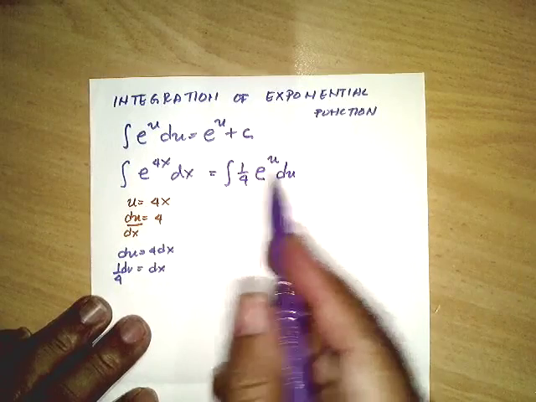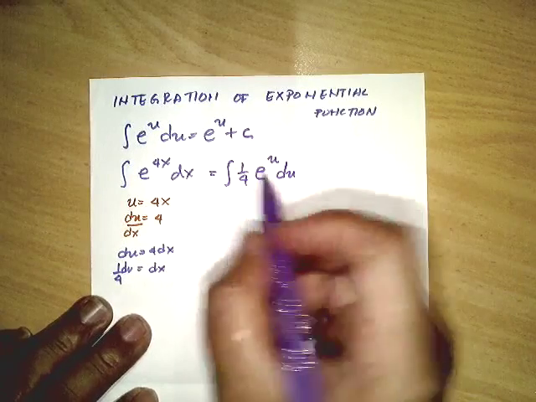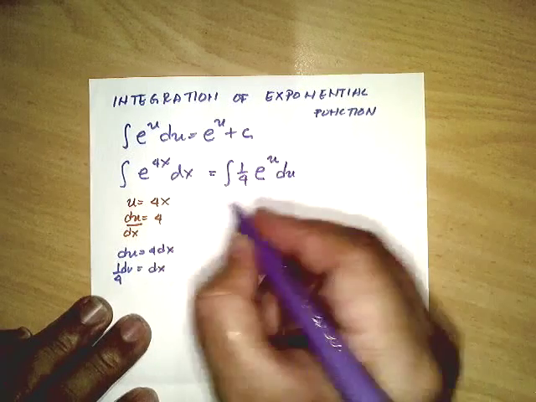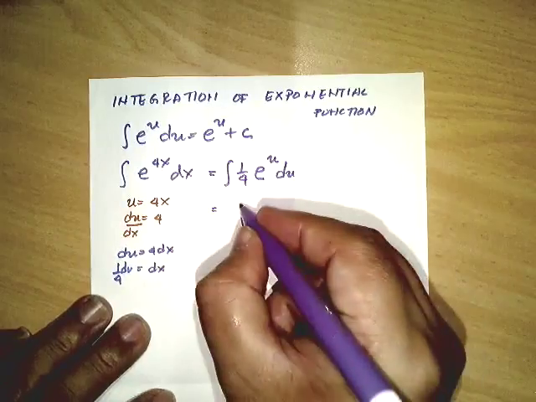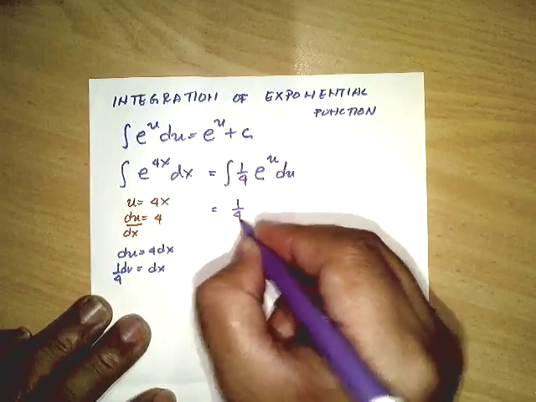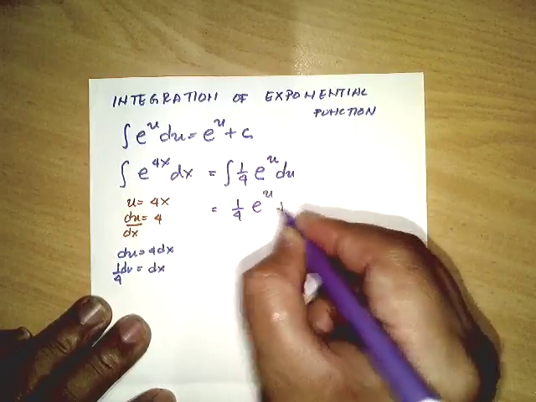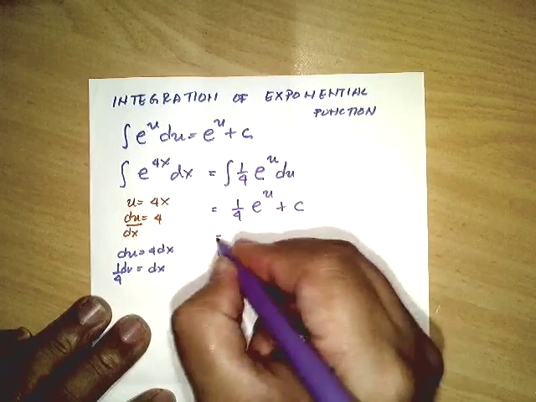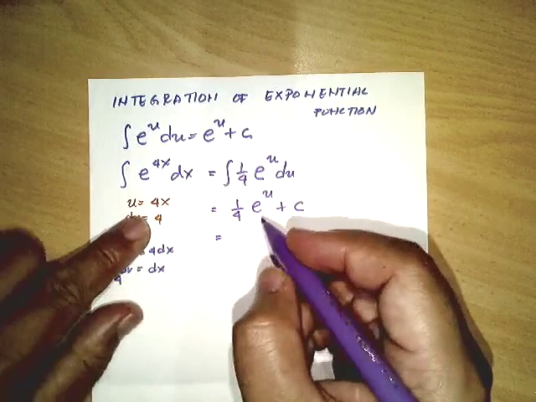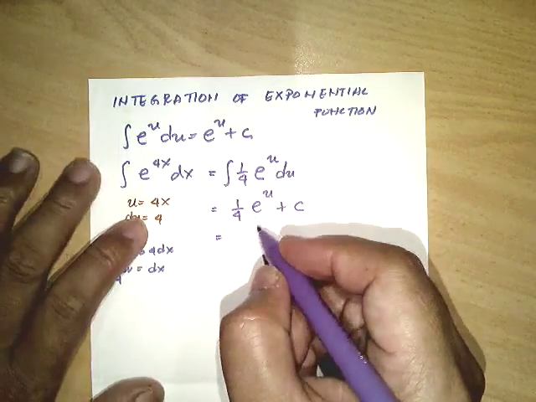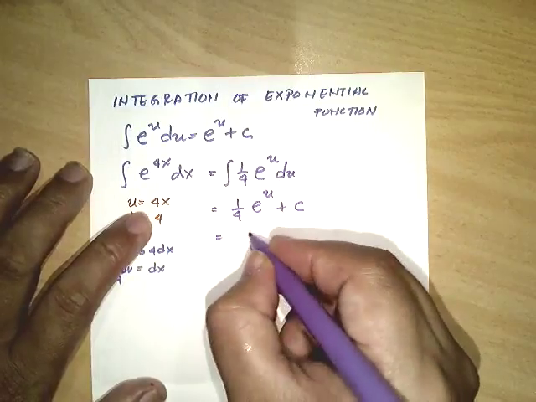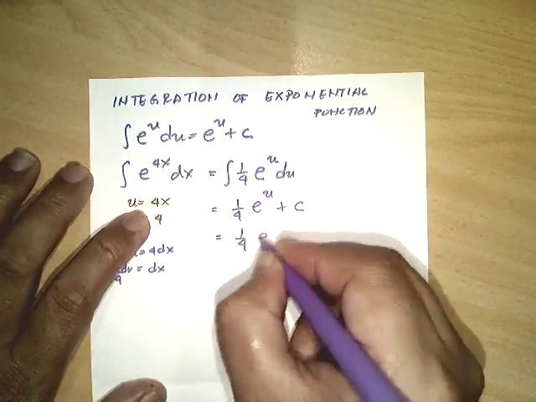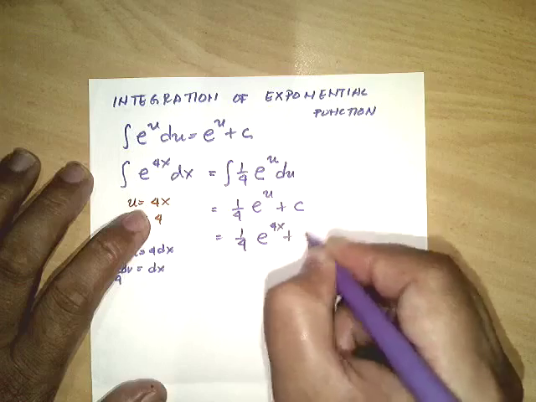Because it's already in this format, we are now ready to integrate. This is going to be equal to 1 over 4 e to the u plus c. Then just plug back the 4x. So that's 1 over 4 e to the 4x plus c.